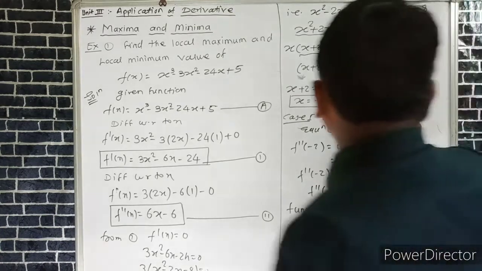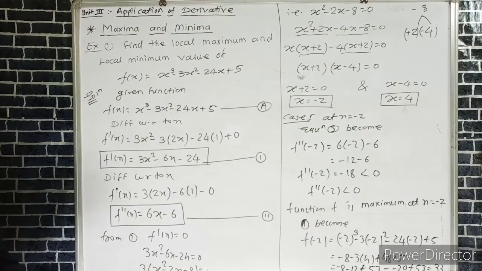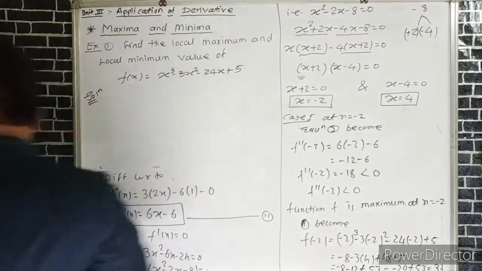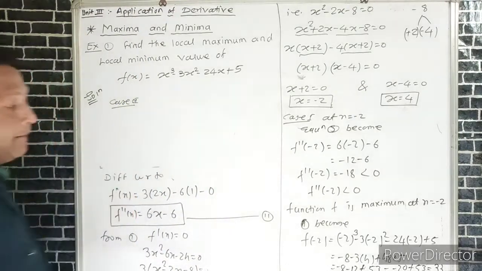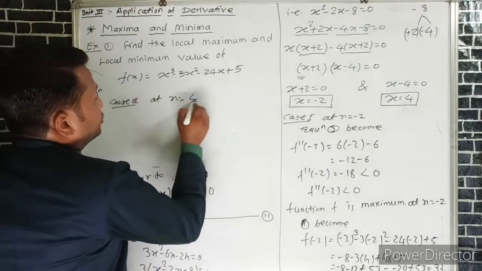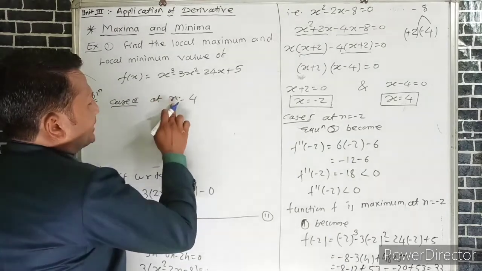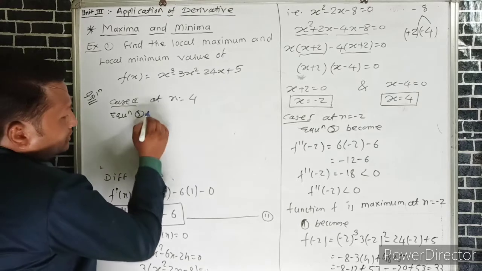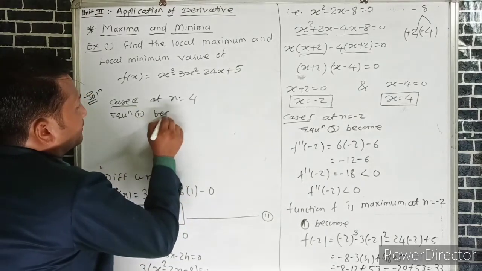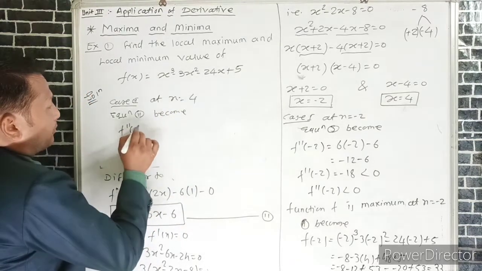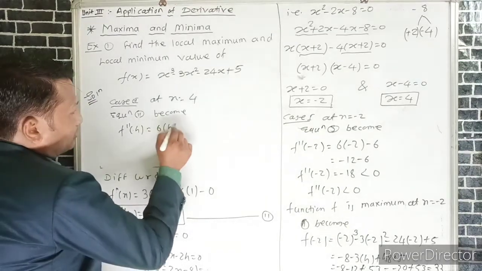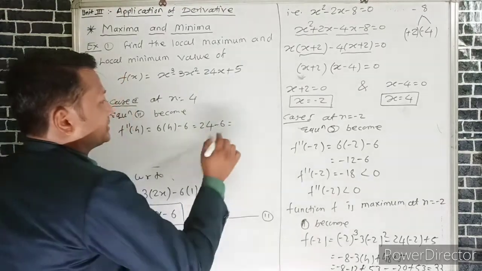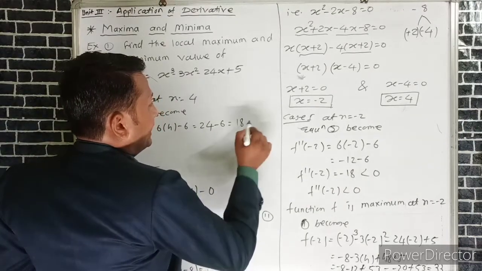In the second case, by using the root at x is equal to 4, we can find the minimum value. So we can write here second case, at x is equal to 4. If we put this value x is equal to 4 in f double dash of c, then equation 2 becomes f double dash of 4 is equal to 6 into 4 minus 6, meaning 24 minus 6 is 18, and 18 is greater than 0.